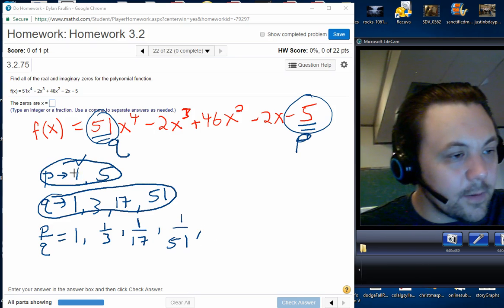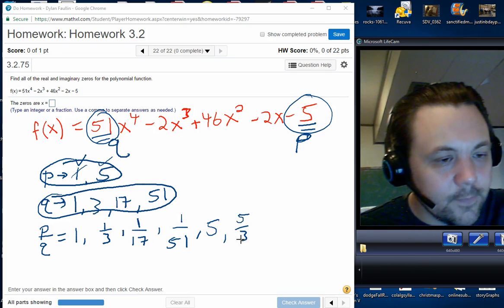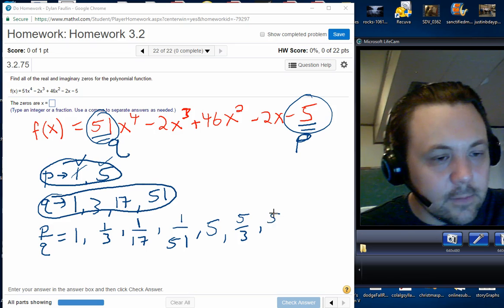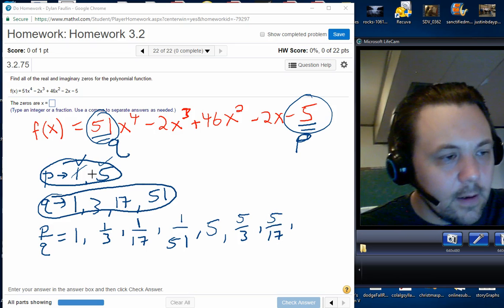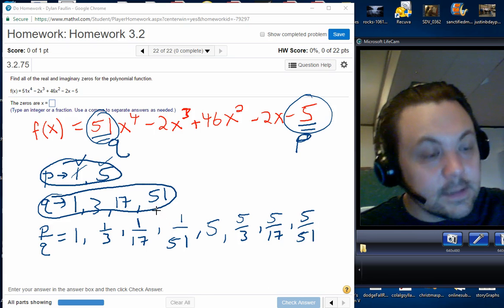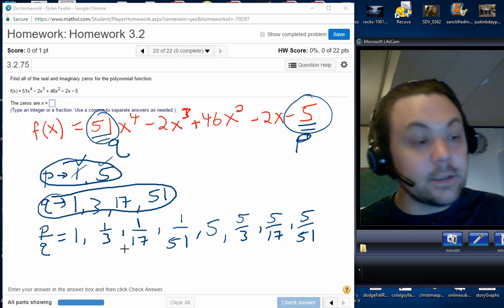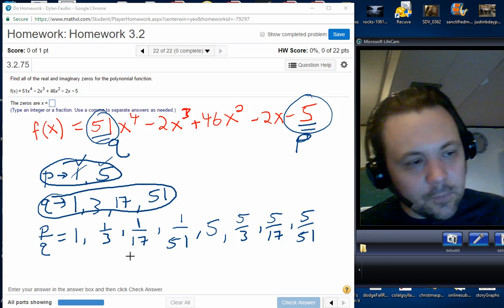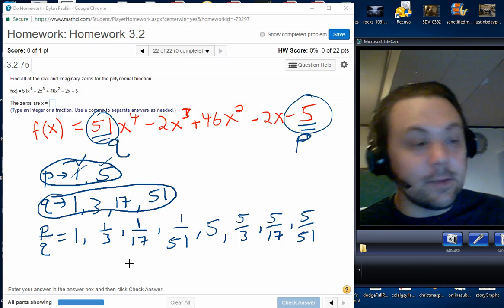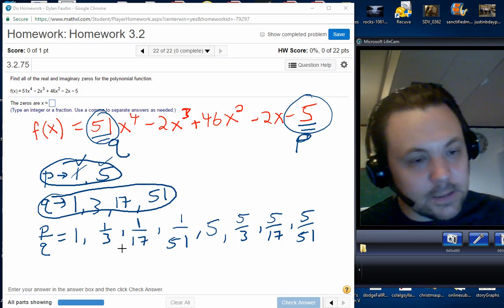And now that I'm done with that one, I move on to p equals 5. Do the same thing. 5 divided by 1, which is 5. 5 divided by 3, which is 5/3. 5 divided by 17, which is 5/17, and then 5 divided by 51. Sometimes you'll get repeated values, like you might get 1/3 earlier on, and then you get 2/6 later, which reduces to 1/3. So sometimes you'll get values that get repeated, which you don't need to write twice on your list. This time we didn't luck out with that. Everything was a unique value.